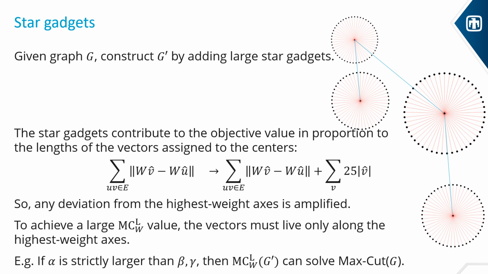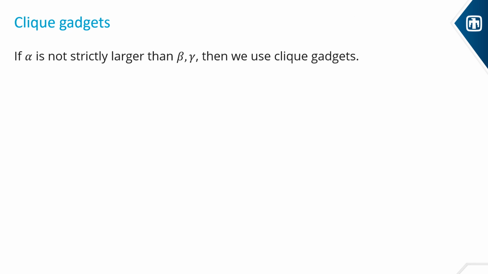In particular, if alpha is strictly larger than beta and gamma, then the only way for a vector assignment to achieve a large objective value is for all of the vectors to live along or near that one highest weight axis. This shows how the stretched vector max cut problem becomes an instance of the one-dimensional max cut problem.